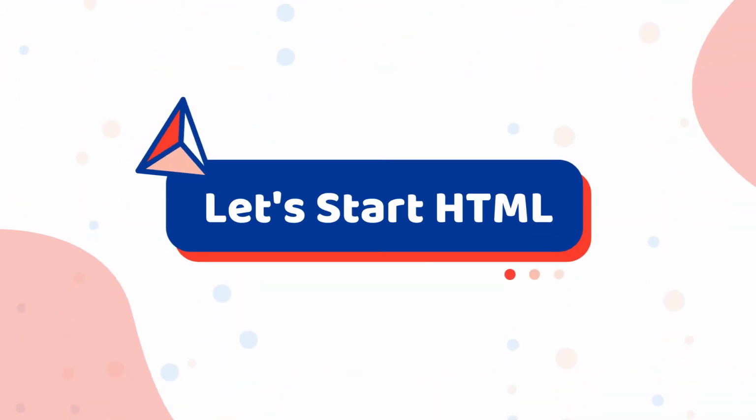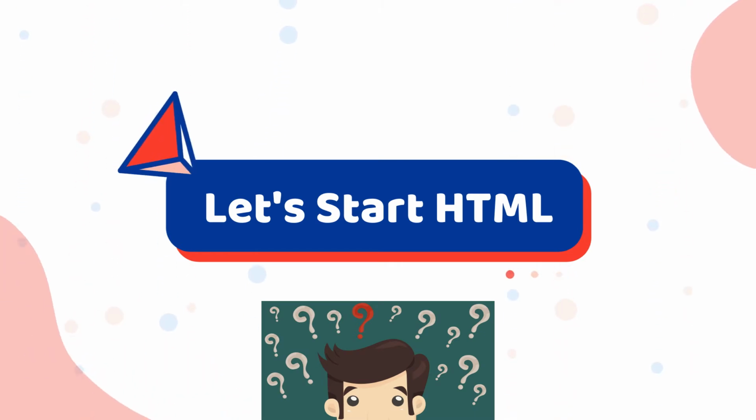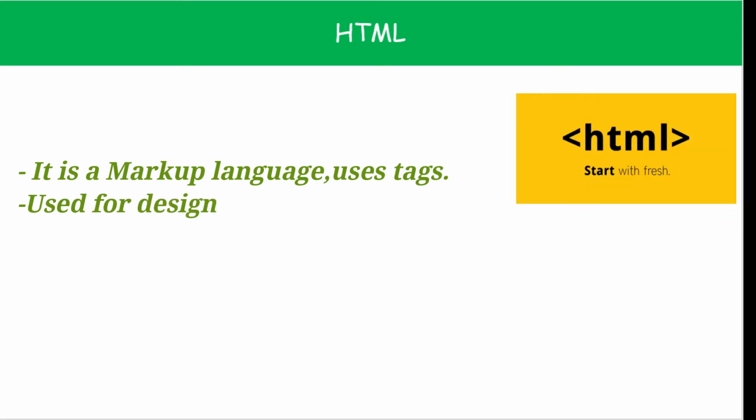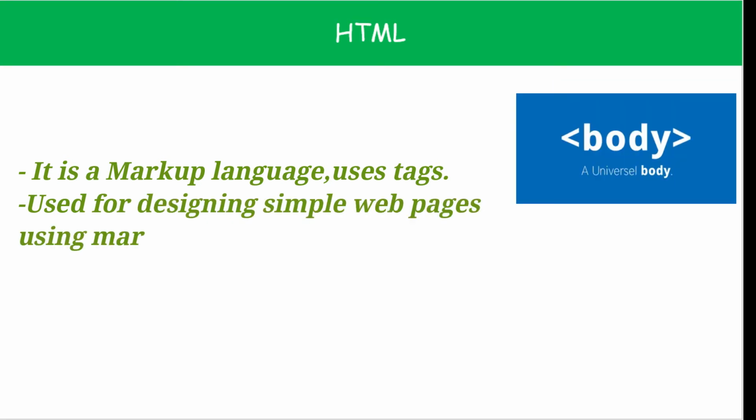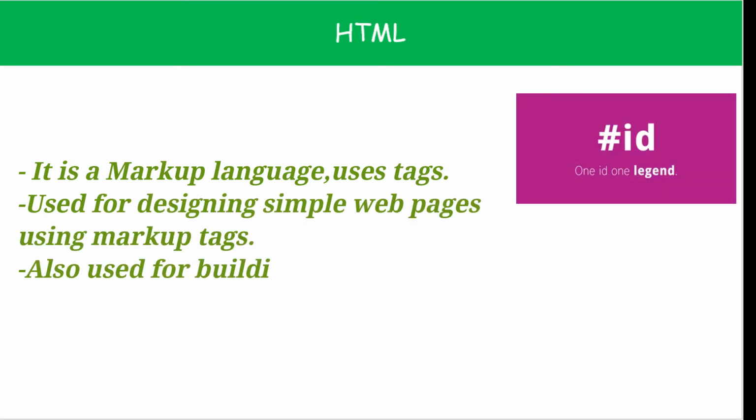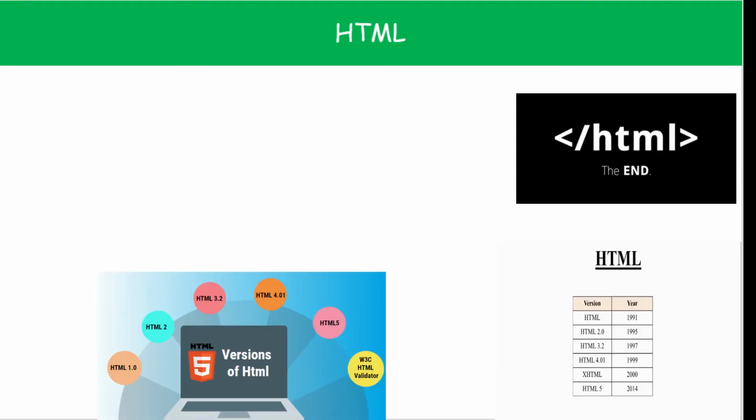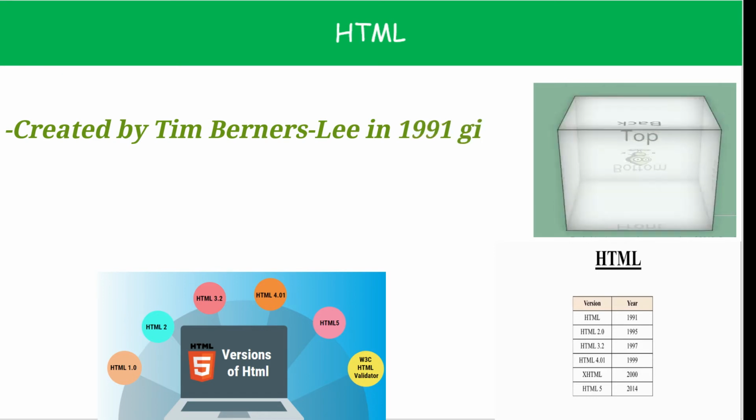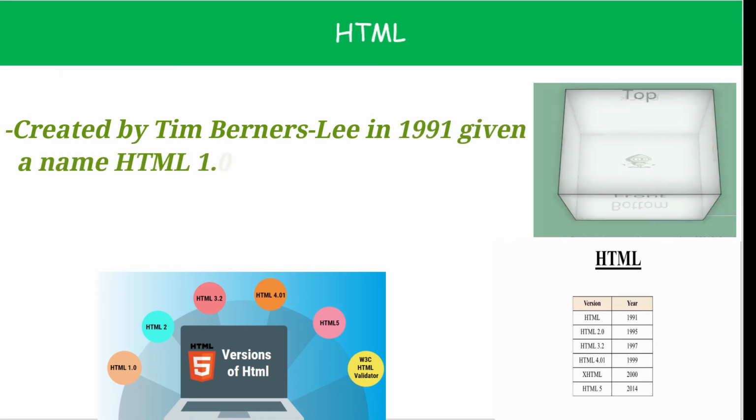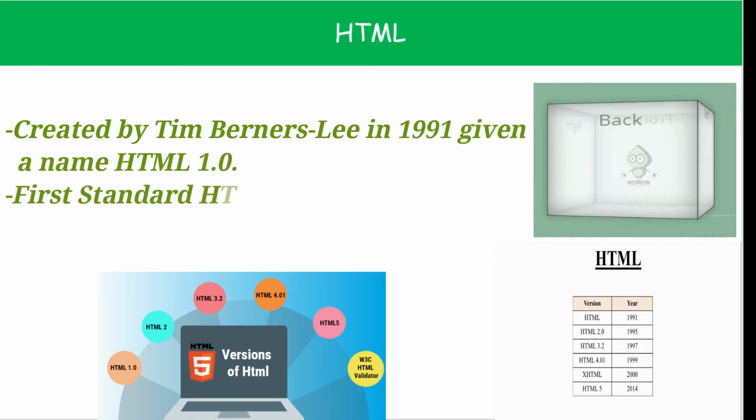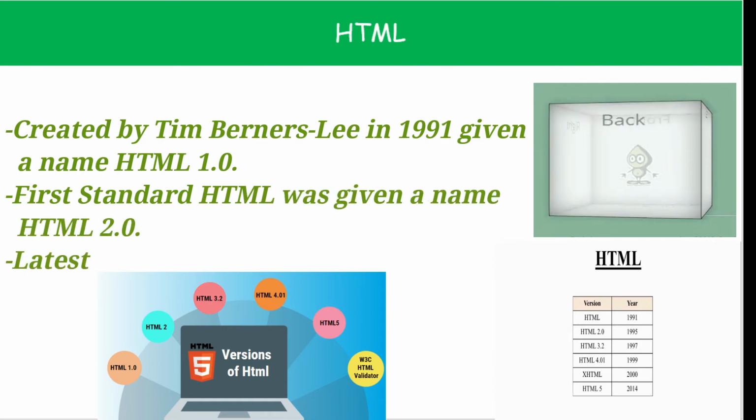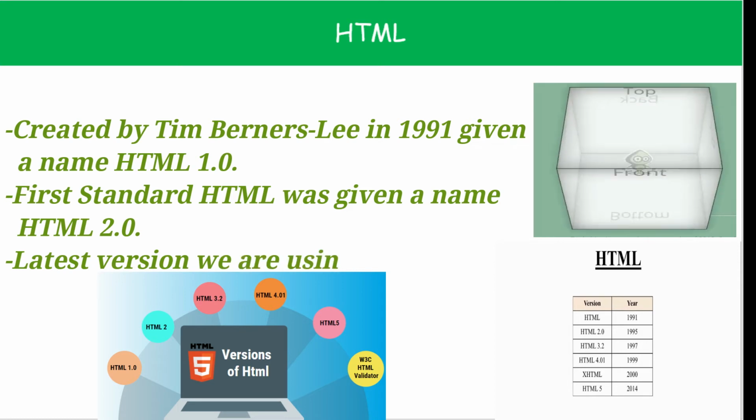Now let's start with what HTML means. Basically, HTML is a markup language which uses tags to design simple web pages, with markup tags used as building blocks of the web. It was created by Tim Berners-Lee in 1991 and was given the name HTML 1.0, but the first standard version of HTML was HTML 2.0, published in 1995. And the latest version we are using is HTML5.